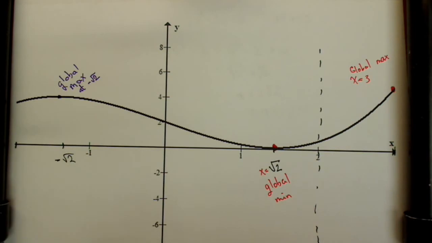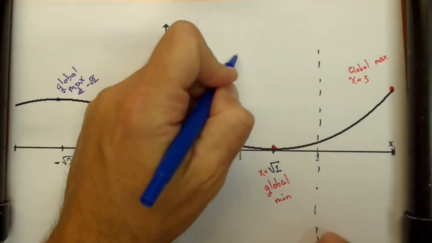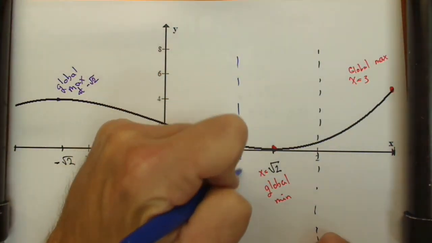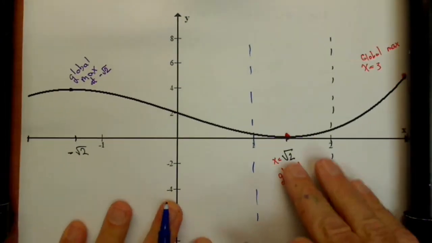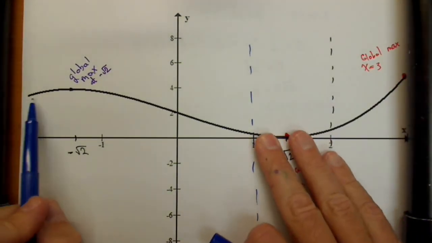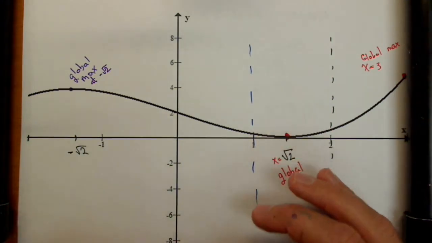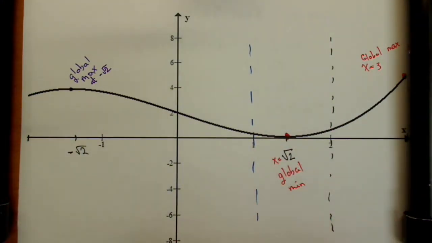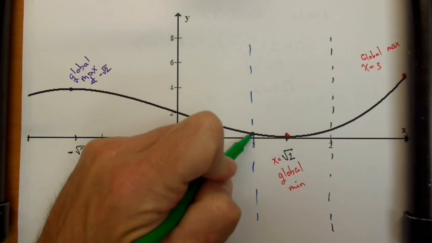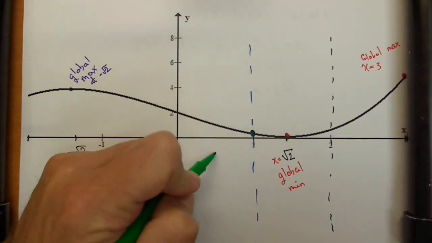We're going to do this again in part E. We're going to cut it off at 1 now. And we're only focusing on this part of the graph. The global max is still going to be at negative 2, but we can see that our global min is now here at 1.